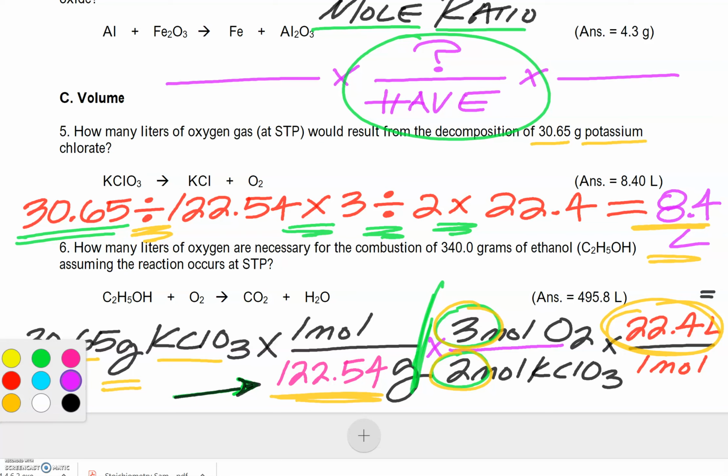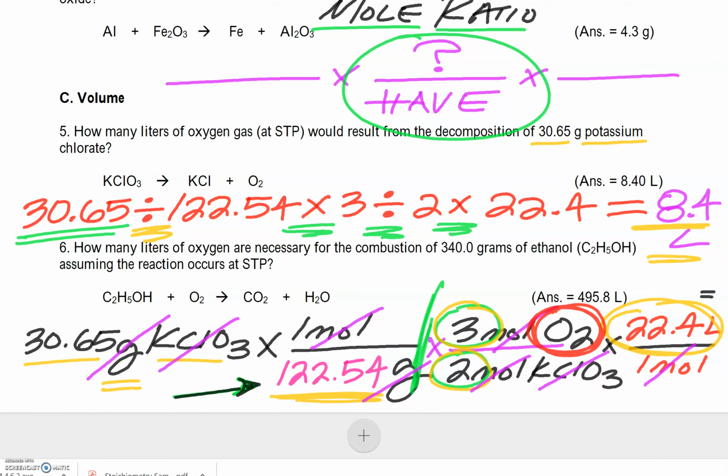Now, if we do one last thing, make sure to check our units. Make sure that they did cancel, because if they don't, we made a mistake. If you look, we've got grams on top, grams on bottom. Okay, that's good. They canceled. KClO3 is on top and bottom. It canceled. There's a mole, top and bottom. That canceled. And then a mole, top and bottom, canceled. So what do we have left? We have left what they wanted us to find. We have oxygen here, and we have liters right there. And so that means that I set it up correctly.